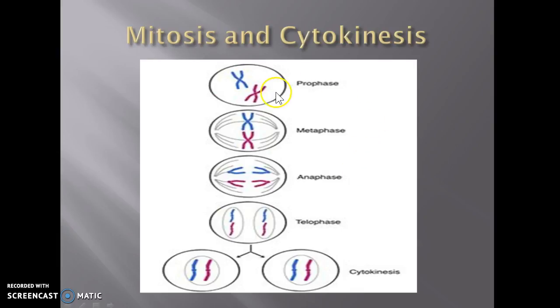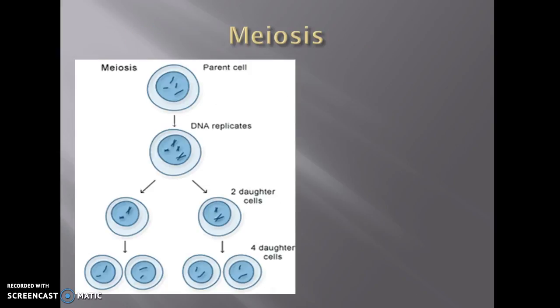So in prophase, the DNA is in its chromosome form and the nucleus is gone. In metaphase, the chromosomes line up in the middle, and at anaphase, the chromatids are separated and move to opposite sides of the cell. In telophase, the nuclei form around the chromatids, and then the cytoplasm splits during cytokinesis.